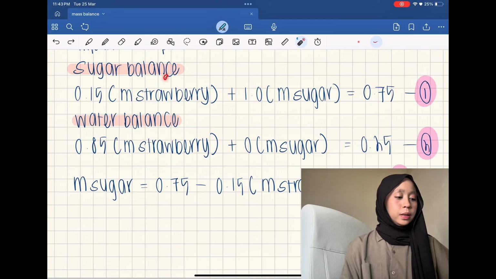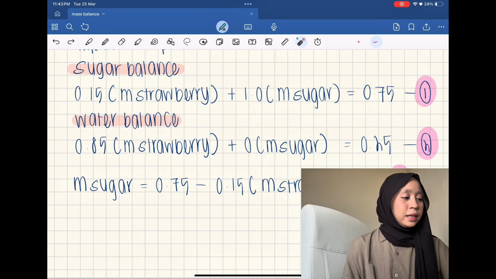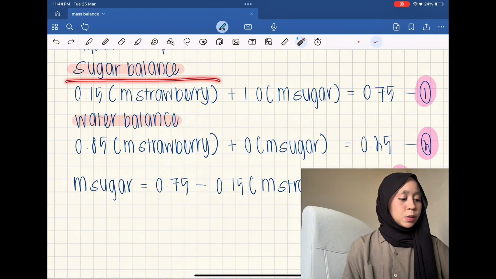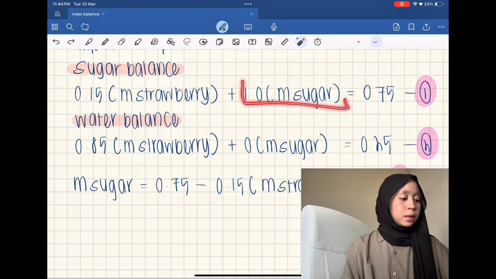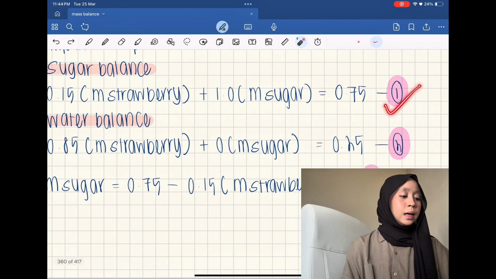Next, we have to do the sugar balance equation. The total solid content in the final jam must be 75%. Okay, so the solids come from the strawberries, which contain 15% solids, and the added sugar, which is 100% solid. We can conclude that 0.15 times m strawberry plus 1.0 times m sugar equals 0.75. That will be our first equation.